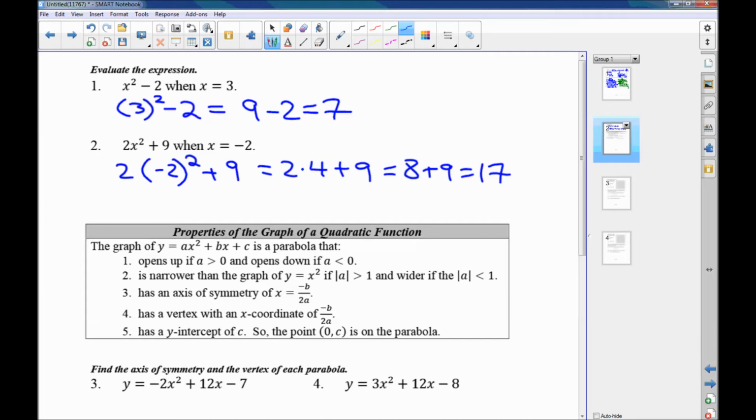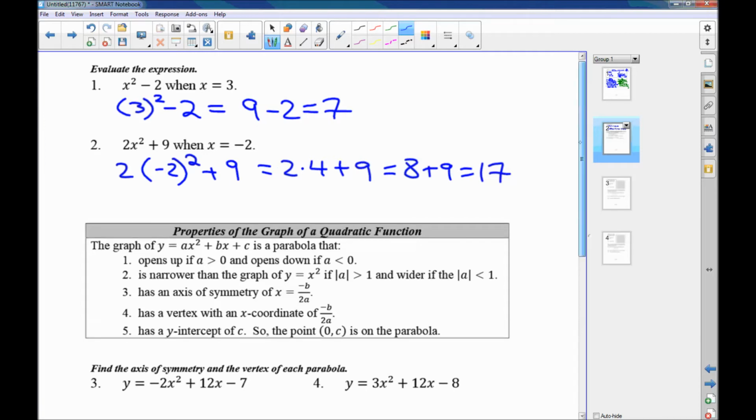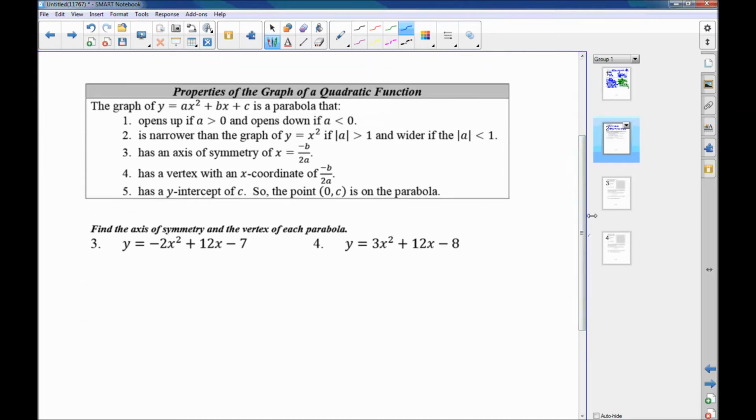All right, properties of the graph of a quadratic function. So here's our list of things of how we graph it. A quadratic function is y equals ax squared plus bx plus c.